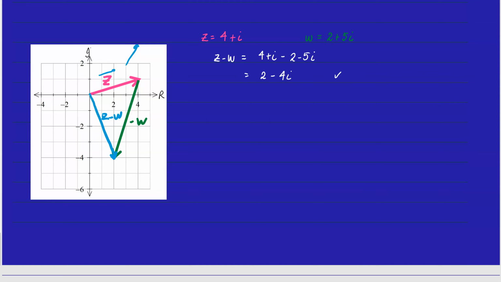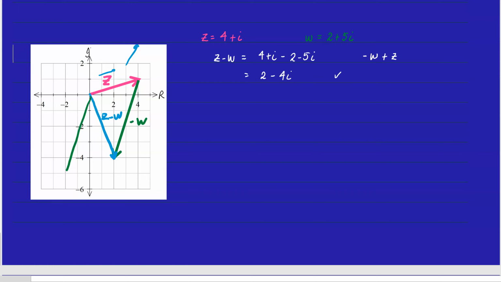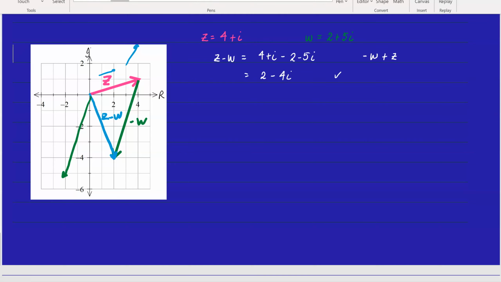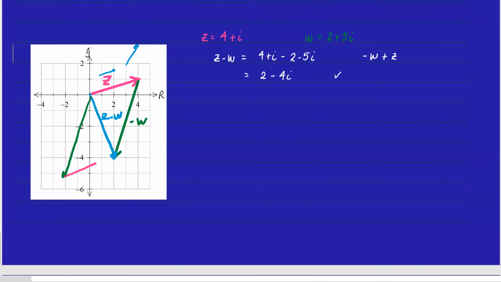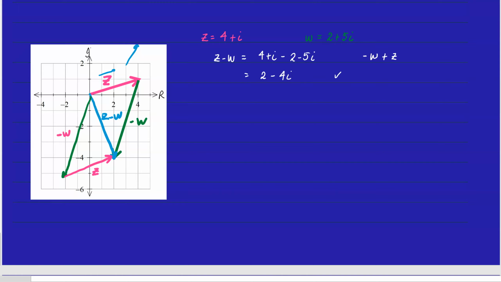Similarly, up above, this would be the same as if we had minus w plus z. So if we went with minus w first, that would be going down here. So minus 2, minus 5, and then we're going up here. So that's our z there. I should put in my minus w over here. We can see once again we make this parallelogram, and our z take w is the same length there.